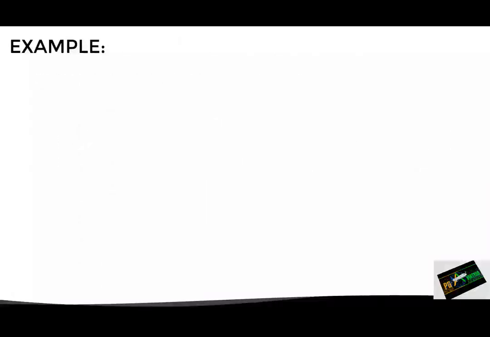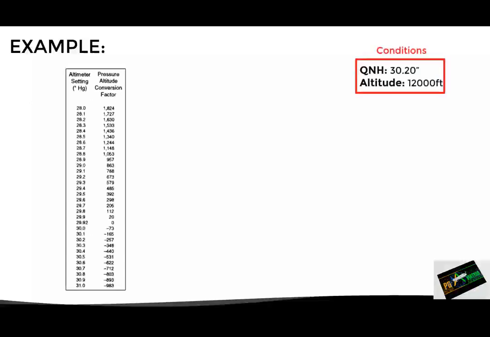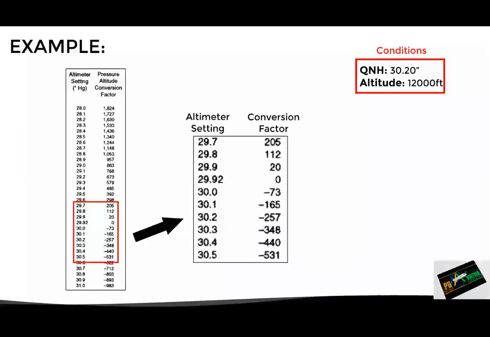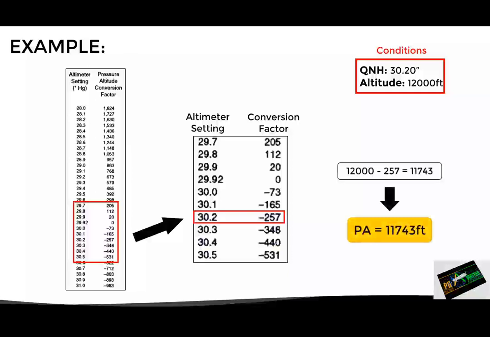Suppose we have the following conditions: a QNH of 3020 and an indicated altitude of 12,000 feet. Here, if we look at the table, we can see the different correction values to be applied depending on the QNH. In this case, for 3020 the correction value is -257. Therefore, all we have to do is take 12,000 feet and subtract 257 feet, obtaining a pressure altitude of 11,743 feet. Now, let's see how to determine the pressure altitude using the altimeter of the aircraft, using the same conditions as in the previous example.